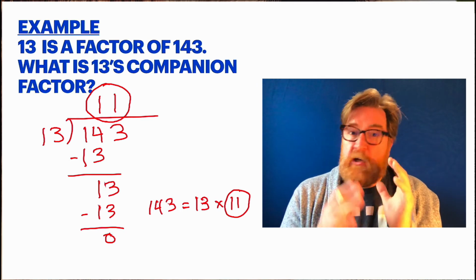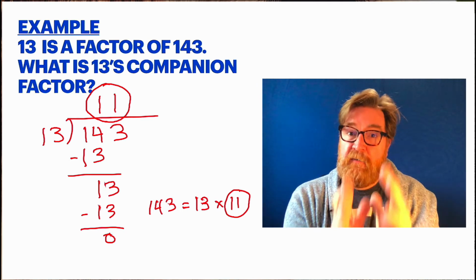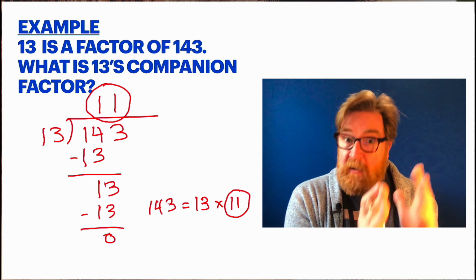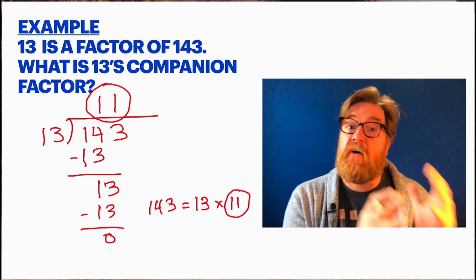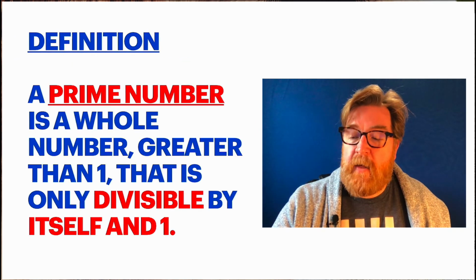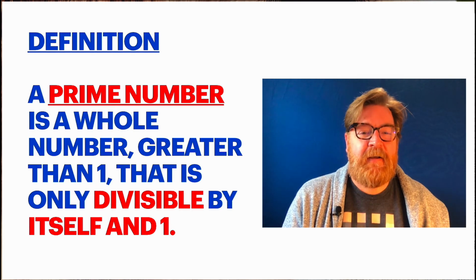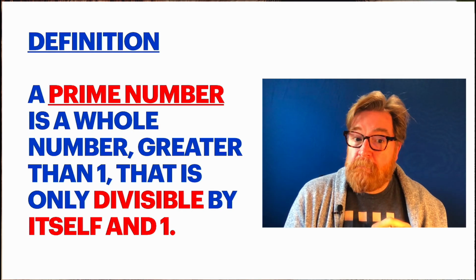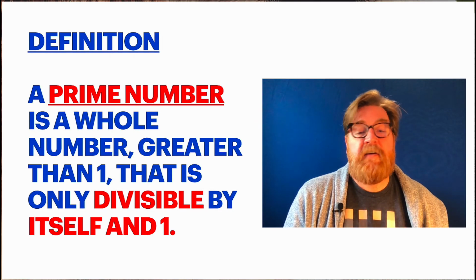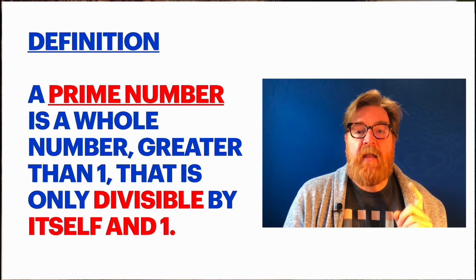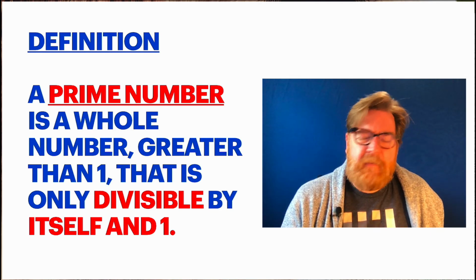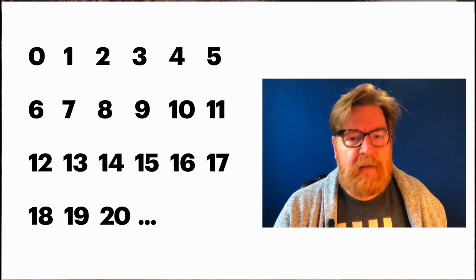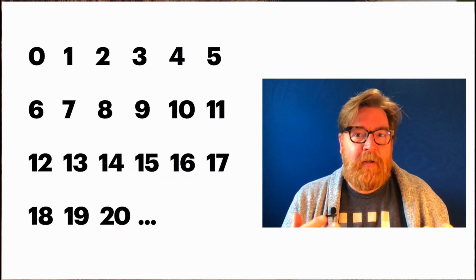The numbers that can only be factored as themselves times 1. Another way to say it is the numbers that are only divisible by themselves and 1. We call them prime numbers. Numbers greater than 1 that are only divisible by themselves and 1. Okay, those are the prime numbers. So why don't we take a second and see if we can figure out, of the whole numbers, at least the first few whole numbers, which of them are prime?